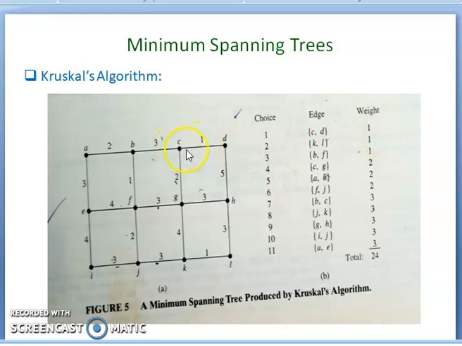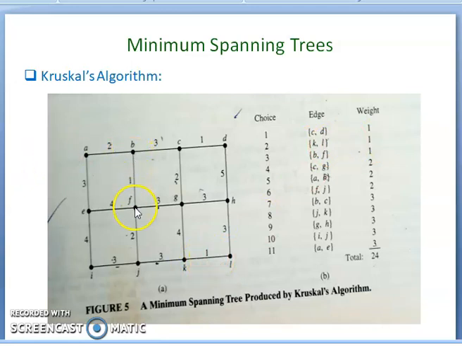And what is the next minimum edge? Maybe BF and KL. You consider any one. If you consider KL, just verify this is an edge and the second edge is this one. Is there any circuit? There is no circuit with CD and KL. Now consider this edge also, KL with weight 1.